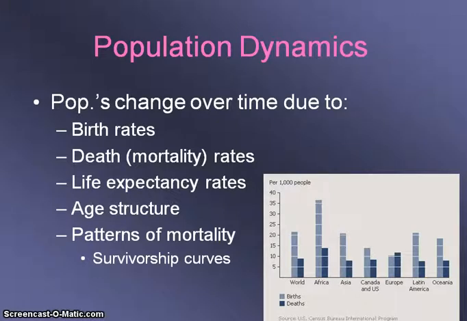Life expectancy rates, which is an average age that you're expected to live. In the U.S., men are a little lower than women at 72 and women are at 79. Age structure, which would refer to how many older people in comparison to younger people or middle-aged people you would have. And then the last piece here is patterns of mortality, which we'll be looking at survivorship curves, which tells you the likelihood of survival at different ages throughout a lifetime.